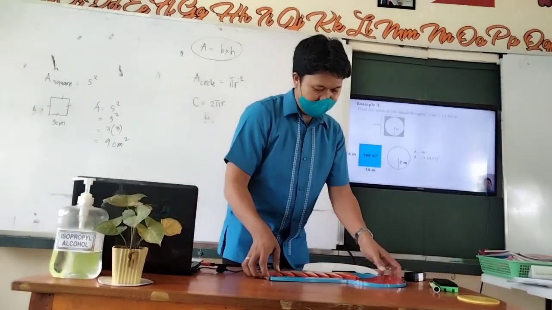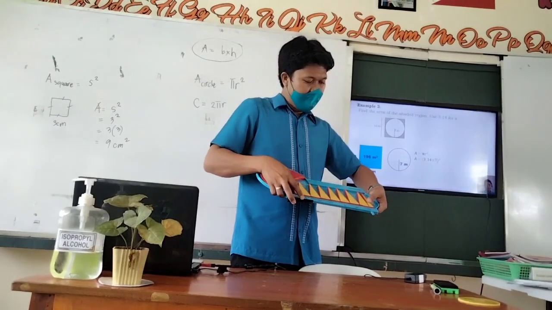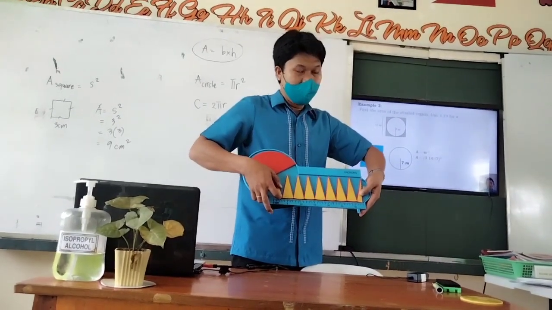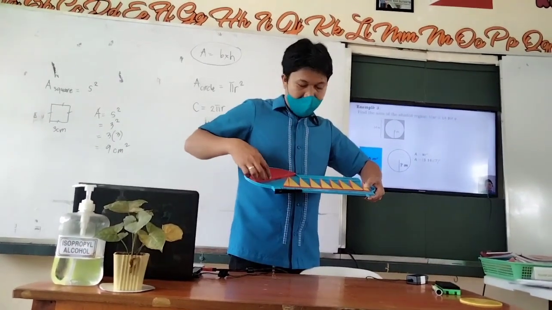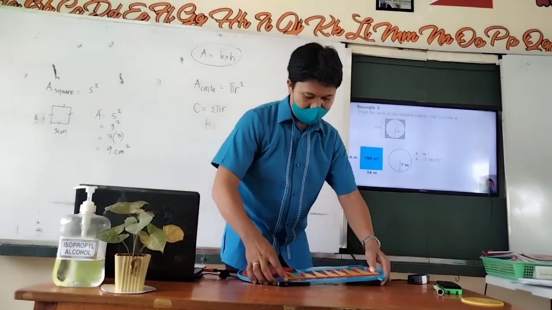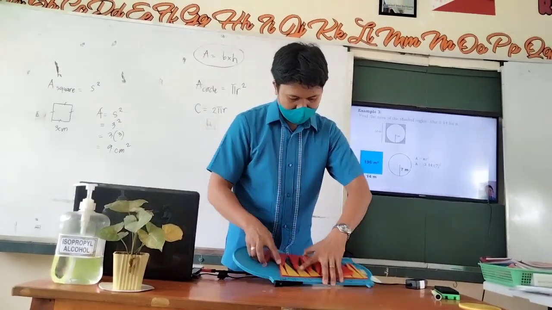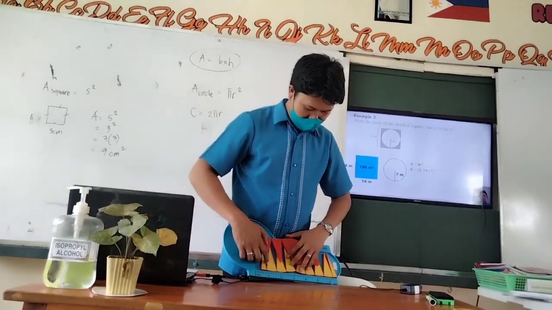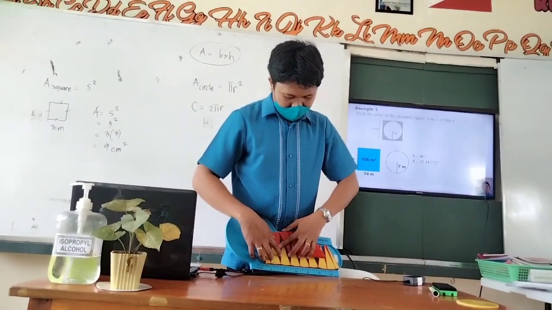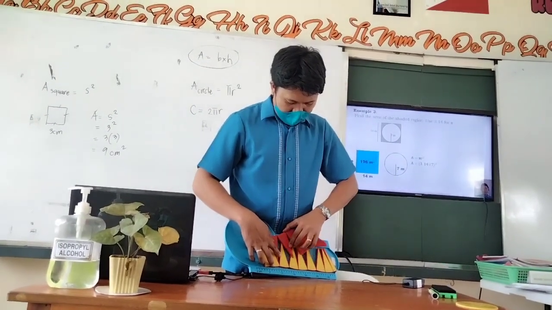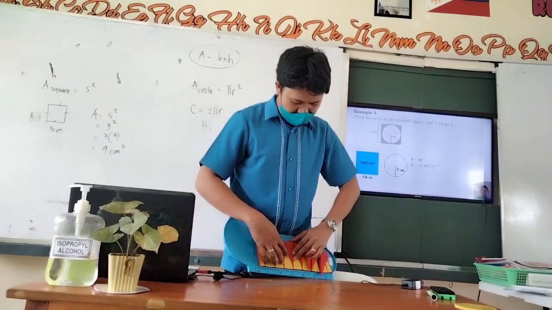This is half of the circle. And if we place it like this, and we place the other half of the circle at the top portion, like this, since it is divided into sectors, it forms small triangles.